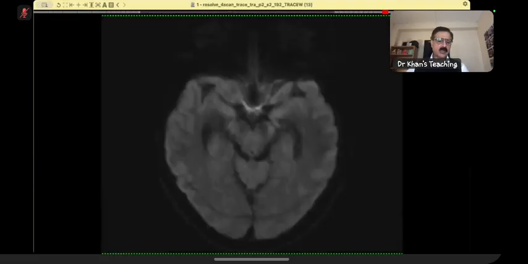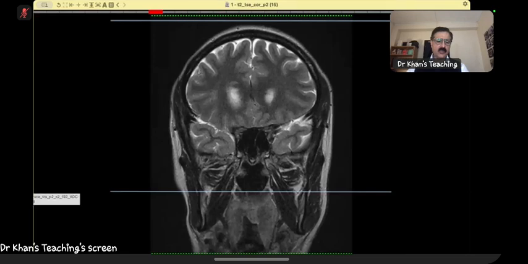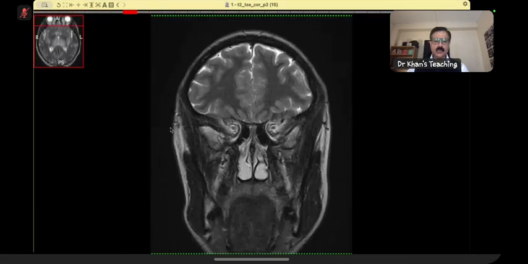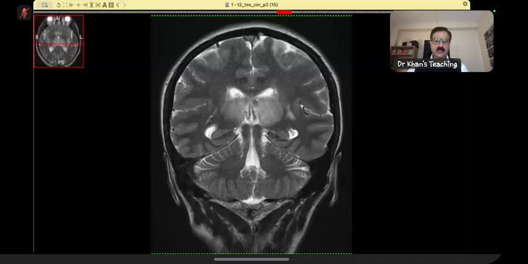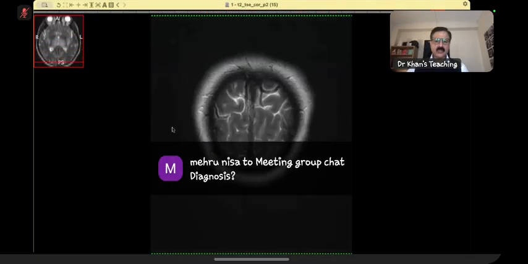You never asked for it, and I did not show you. But having said that, you can develop your eyes to pick up these kinds of findings on regular sequences.